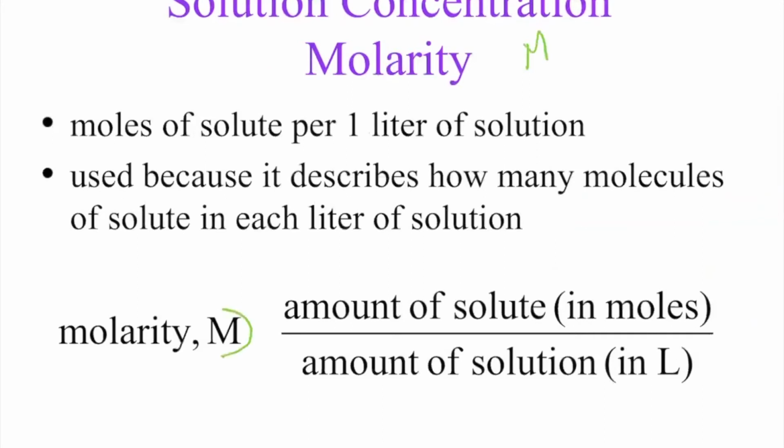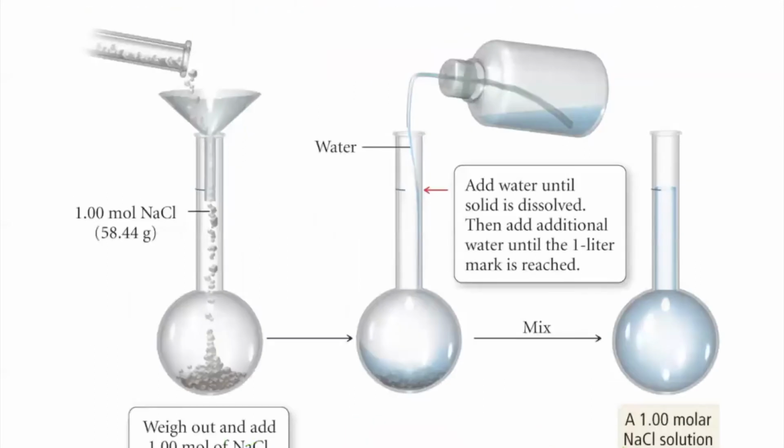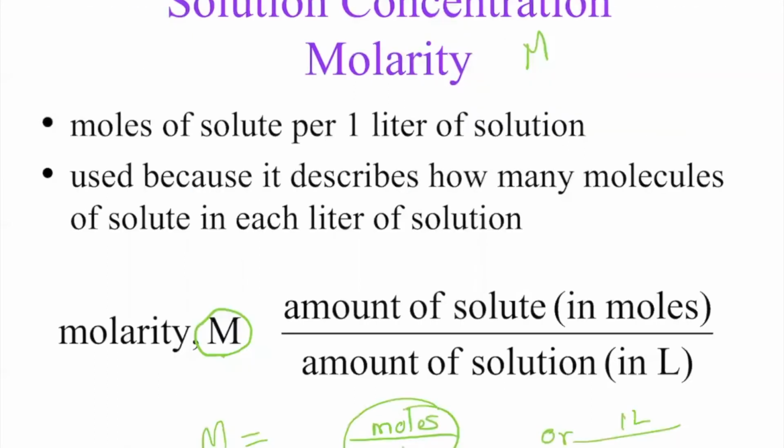Every time you see capital M, it means moles, the amount of solute, which has to be in moles, divided by the amount of solution, which has to be in liters. So M equals this. Always make that relationship. Also you can write it as 1 liter over moles, because this is the definition of molarity. Since it's a definition, we can use it as a conversion factor.